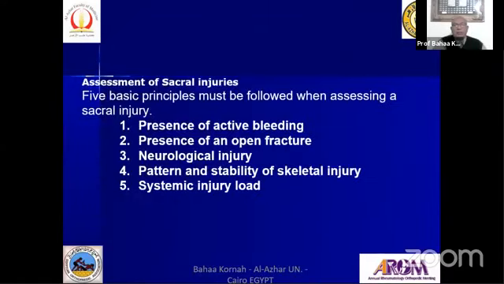Assessment of the sacral injury is very important when you decide what we are going to do. There are 5 basic principles that must be followed when assessing the sacral injury. The presence of active bleeding means it is an emergency. The presence of an open fracture is an emergency. Neurological injury, pattern and severity of skeletal injury, and systemic injury load. So when you're facing the patient, you have to put these 5 points in mind to help you make your decision for the intervention with this patient.